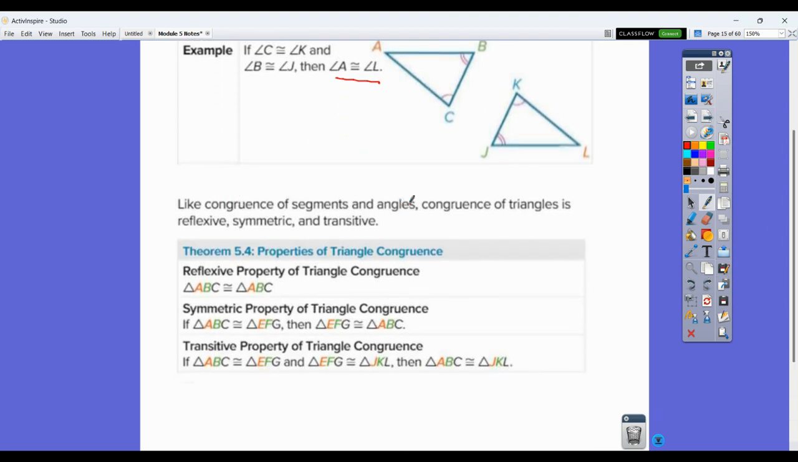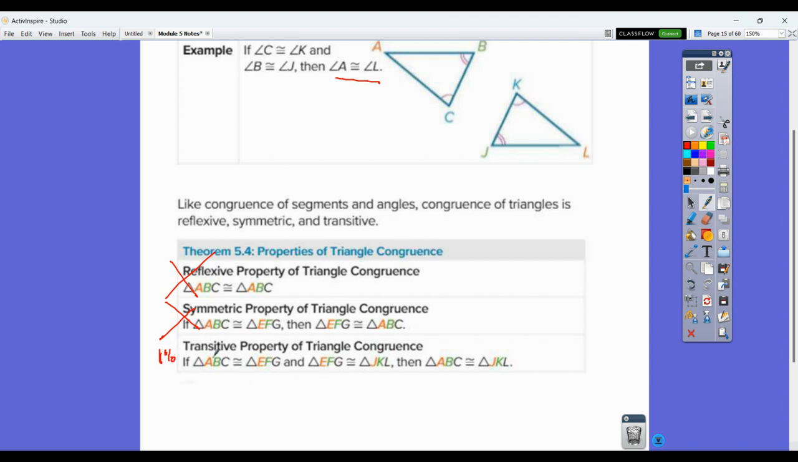Like congruence of segments and angles, congruence of triangles is also reflexive, symmetric, and transitive. I have never seen reflexive property used for this one. Symmetric once in a while, but again, it's all about just write it the correct way the first time. If it's listed as ABC congruent to EFG and that's what you need, don't write EFG congruent to ABC. Okay. Transitive property, 1% of the time you might see this, but you do see it once in a while.